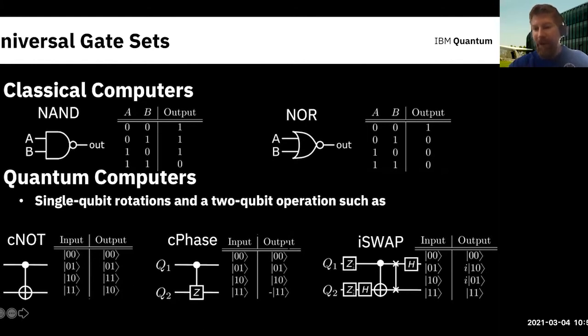But we can also choose other kinds of 2-qubit gates to form a universal quantum computer. The controlled phase gate here will just add a -1, or 180-degree phase, on this state when both qubits are in 1.